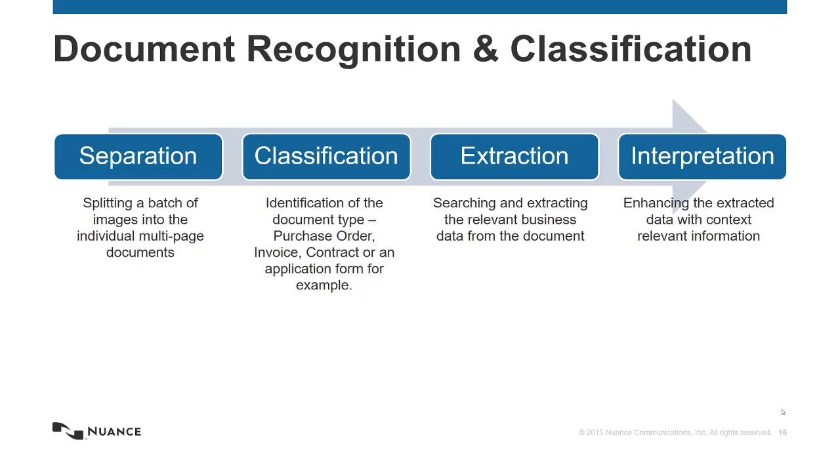Once data is extracted, it can then be interpreted to enhance the extracted data with context-relevant information, perhaps looking up the vendor of an invoice to get the vendor ID from your ERP system, or looking up the address of a person to find out the client number for a letter coming into a legal practice, for example. We'll now look at elements of each of these and how it works, and we'll start with document separation.